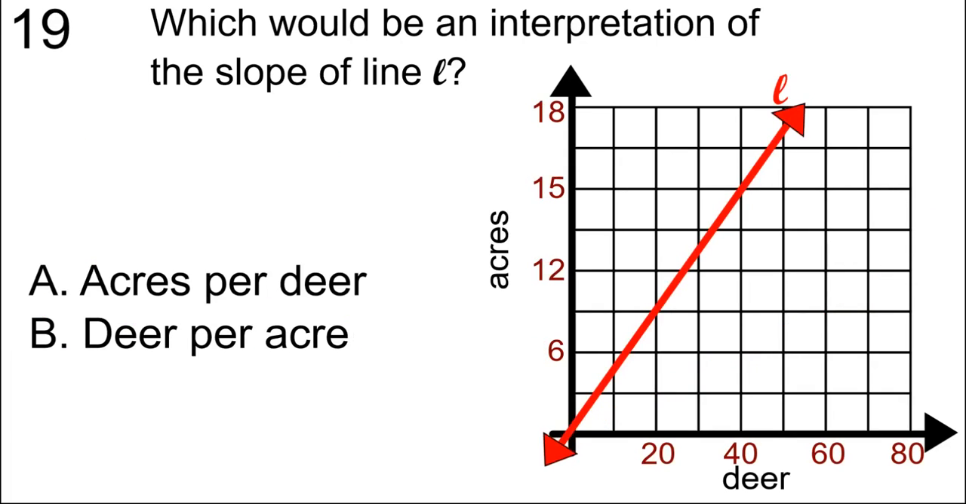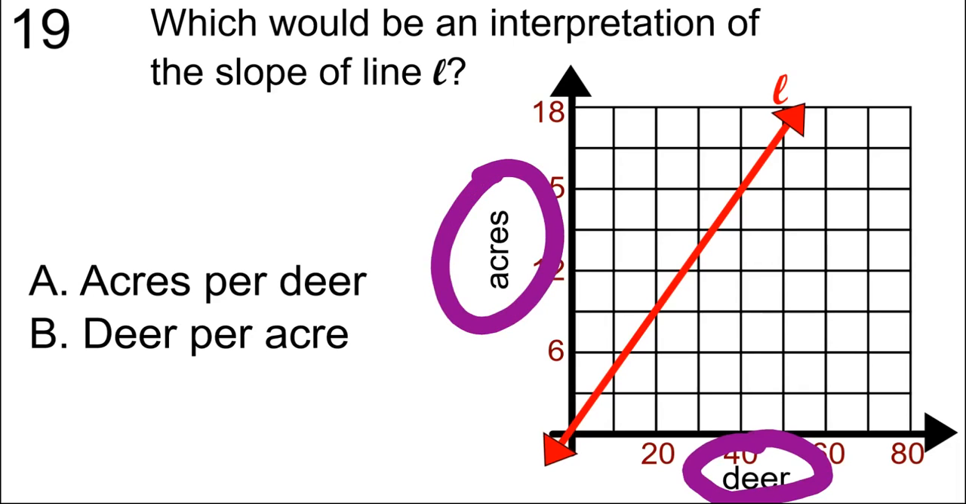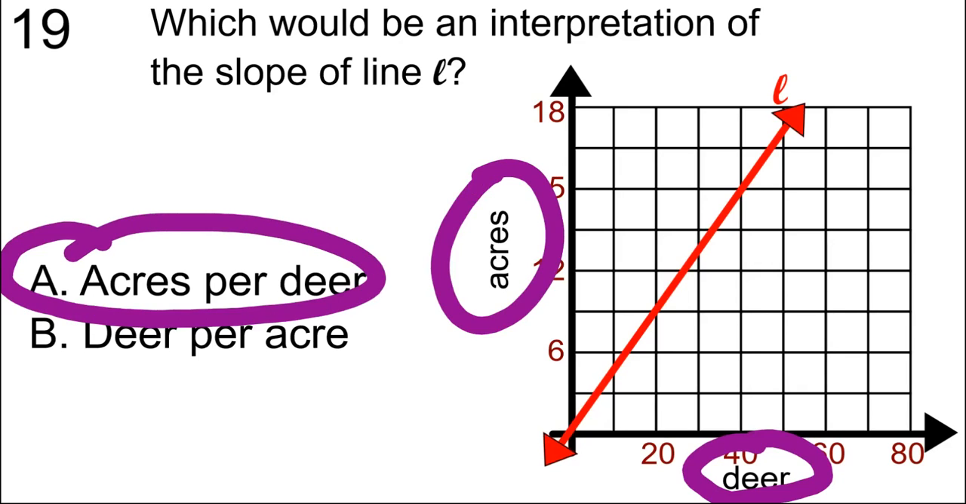Number 19 is the same game. Acres is along the y-axis, and deer is along the x-axis. So the answer is A, acres per deer.